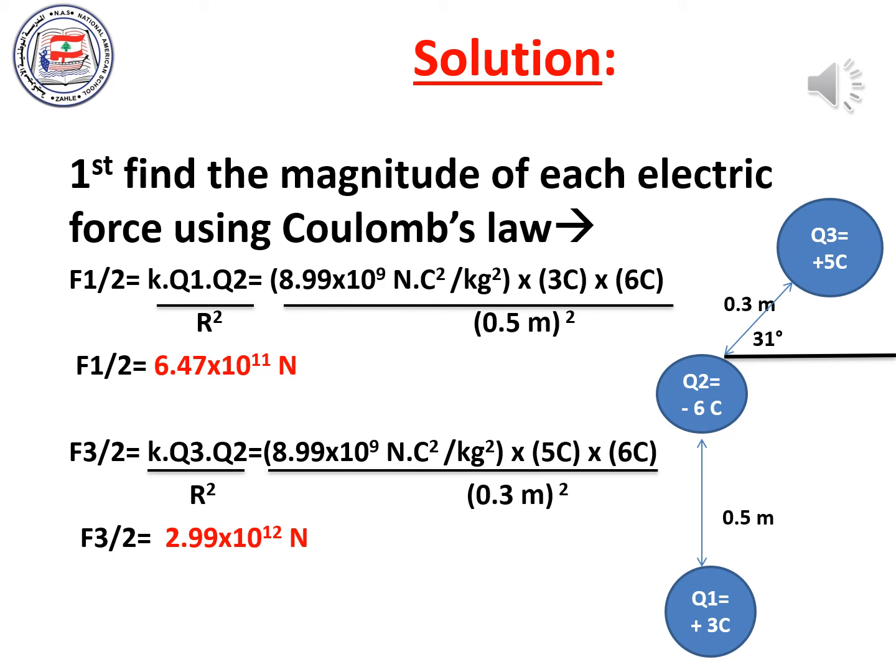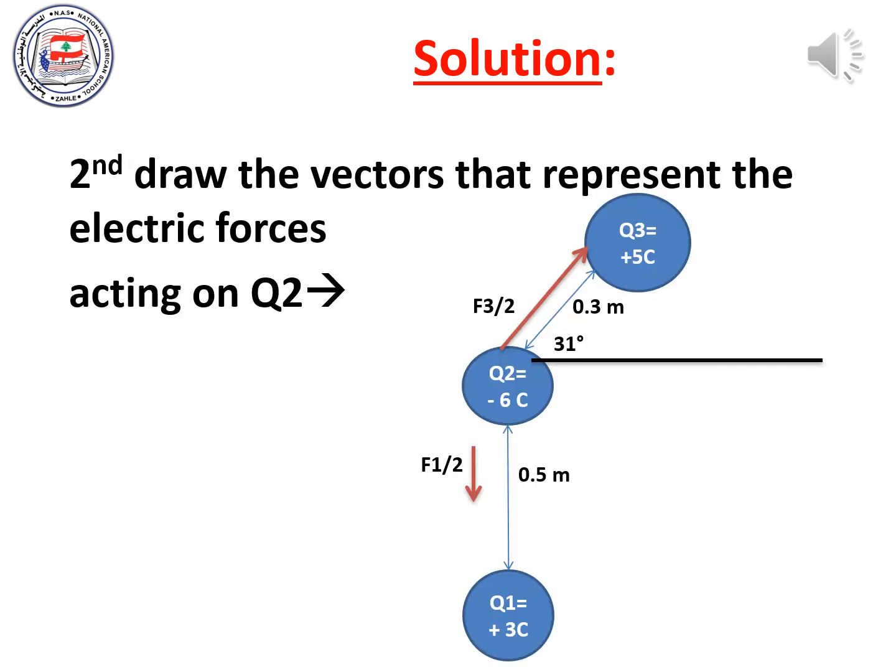Here I must note that we need to remember that we only use the magnitudes of the charges and not the sign. So if it is a negative charge, we only put the magnitude. In the second step, we draw the vectors that represent the electric forces acting on Q2. So as you can see, the vectors that are in red in the figure in front of you.